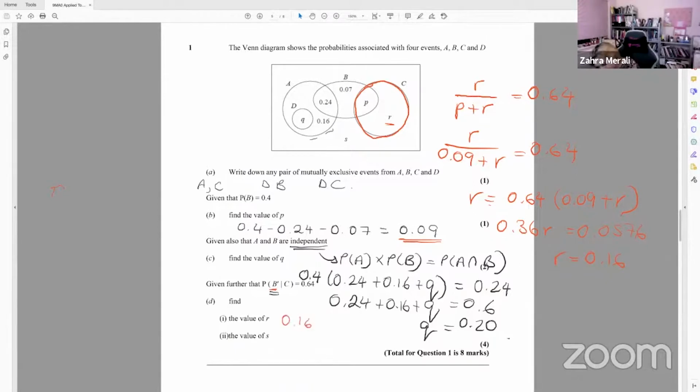So we now have this is 0.16. We know that this is 0.09. We already calculated Q, which is 0.2. We know that the whole box has to equal 1. So we do 1 minus all the numbers that are left, and that leaves us with S, which is 0.08. So 1 minus 0.16, 0.09, 0.07, 0.24, 0.16, and 0.2.